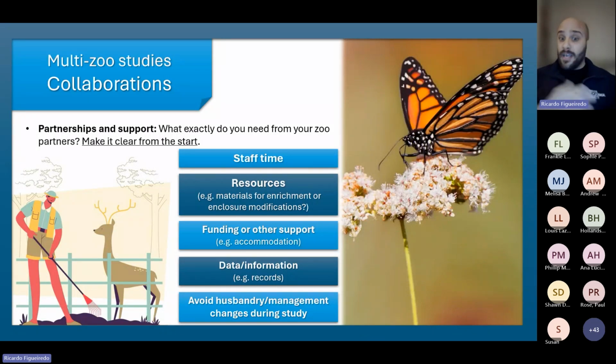Can you avoid, to the best of your abilities, any husbandry, management changes, transfers during that period to avoid adding those annoying confounding variables to your study? If the zoo is on board and agrees to it, you stand a better chance of avoiding those annoying changes. But like I said, sometimes they do still happen because there are things that are outside our control and outside the control of the zoo as well.